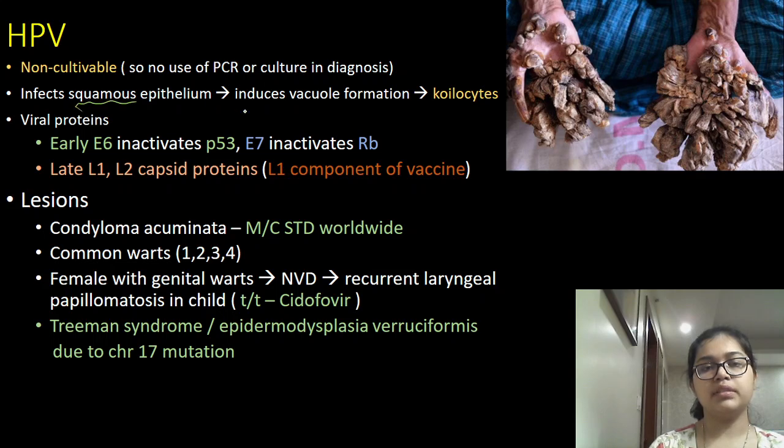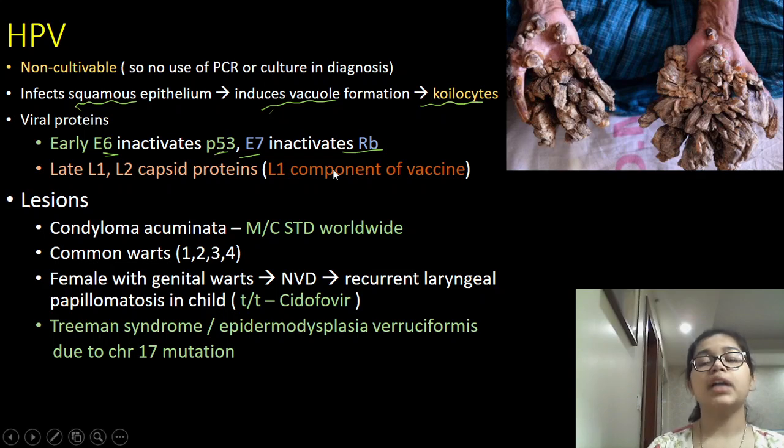Any female with genital warts is likely to pass on the infection to a child if the child is born by normal delivery, and in this case the child will suffer from recurrent laryngeal papillomatosis, the treatment for which is cidofovir. This is a picture of tree man syndrome or epidermodysplasia verruciformis with an unusual number of warts on the hands, which produces an appearance like a tree, and it happens because of chromosome 17 mutation.